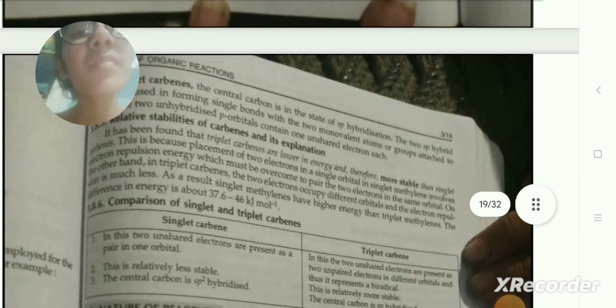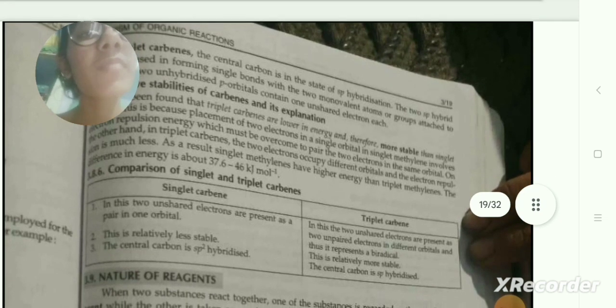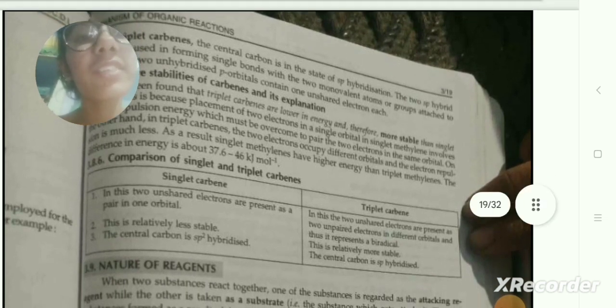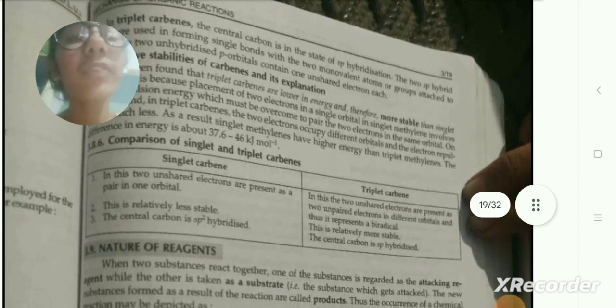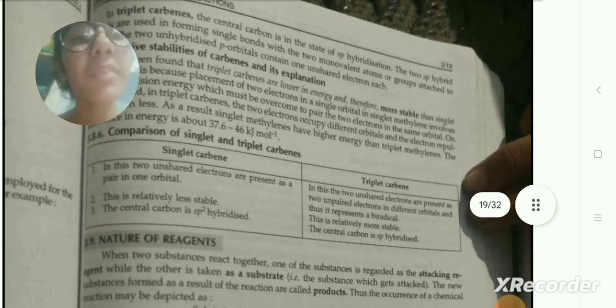On the other hand, in triplet carbene, the two electrons occupy different orbitals, so the repulsion is less. Singlet methylene has greater energy than triplet methylene. The difference is about 37.6 to 46 kilojoules per mole. Comparison of singlet and triplet carbenes.